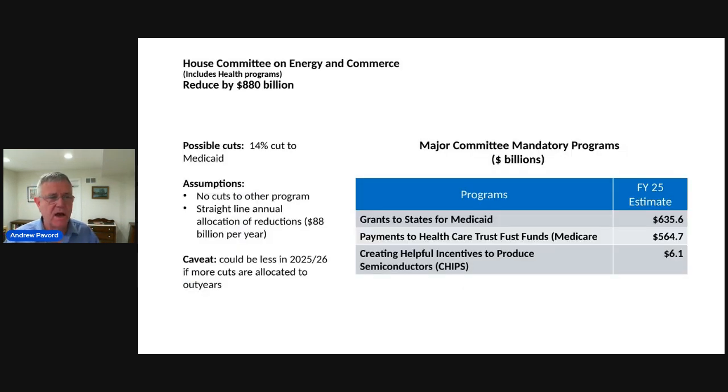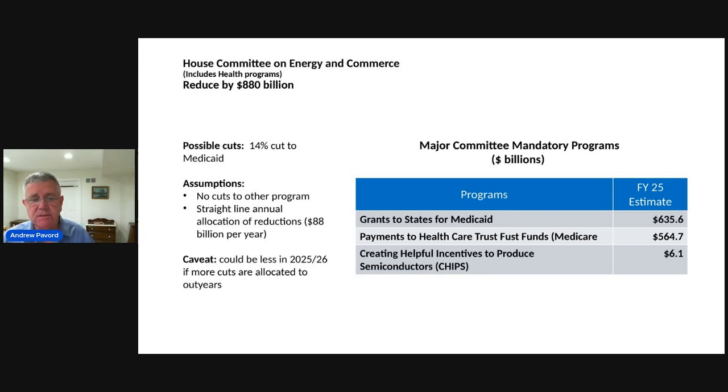Now let's get into the cuts. So the House, and the House is the only one that proposes this, has proposed that the House Committee on Energy and Commerce, which in the House also includes health programs, should reduce their budget authority by $800 billion over 10 years. Now let's look at some of the programs under their jurisdiction. You're talking about grants to Medicaid, $635 billion, payments to the Healthcare Trust Fund, and then the CHIPS Act.